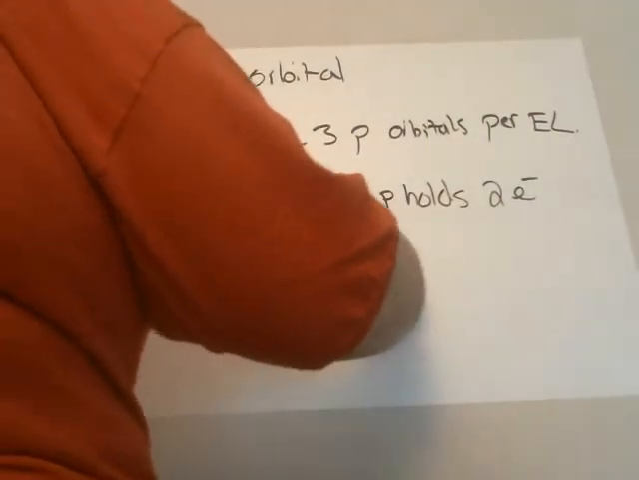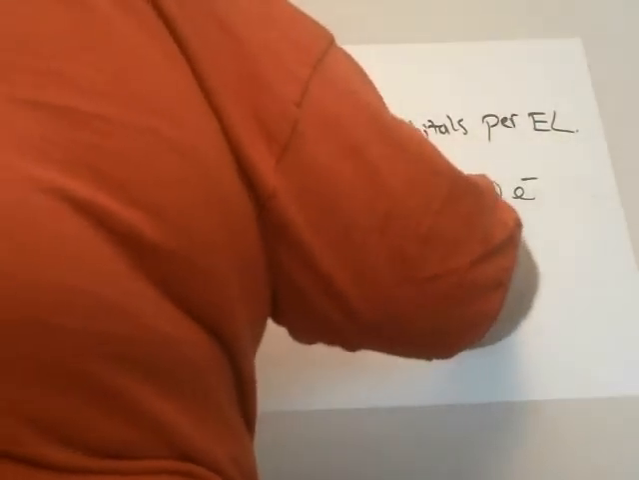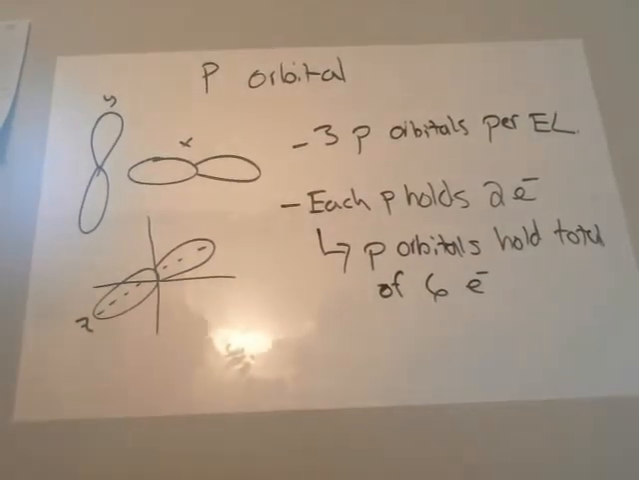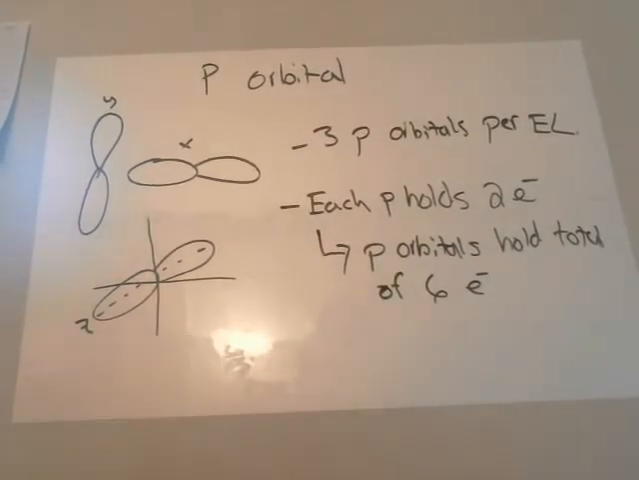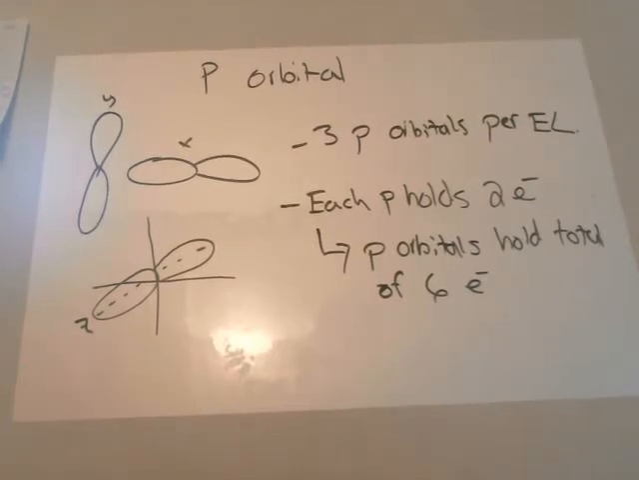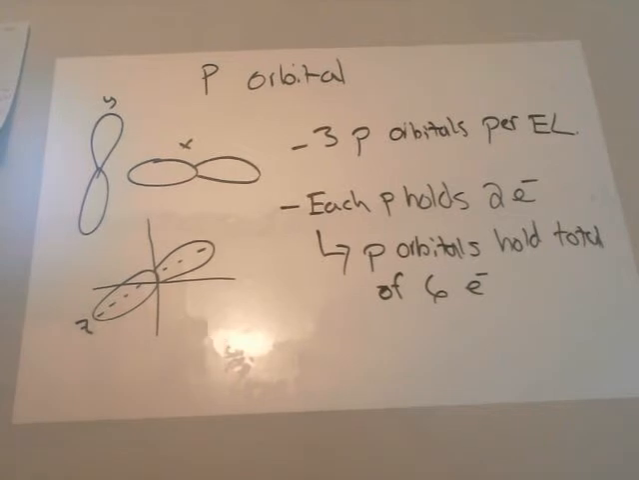Which means that p orbitals hold a total of 6 electrons. So we have 3 p orbitals, and each one holds 2 electrons. Because there's 3 of these p orbitals, the p orbitals hold 6 electrons.